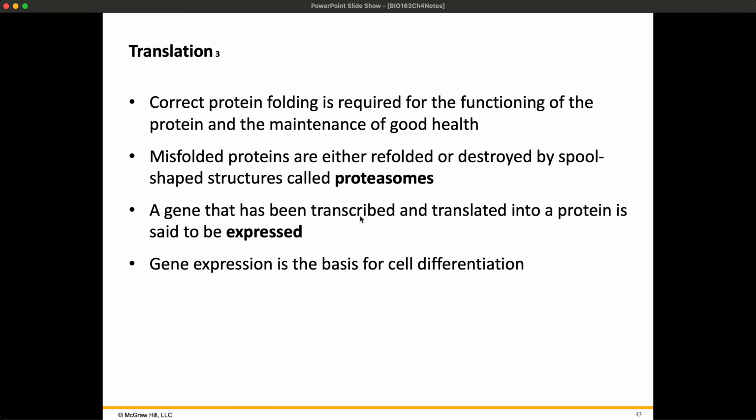A gene that's been transcribed, translated, and is a functional protein is said to be expressed. Gene expression is the basis for cell differentiation. So the fact that your liver and your kidney cells and your toe cells all act differently is because they're expressing different genes, and those genes are particular to those cells' function.